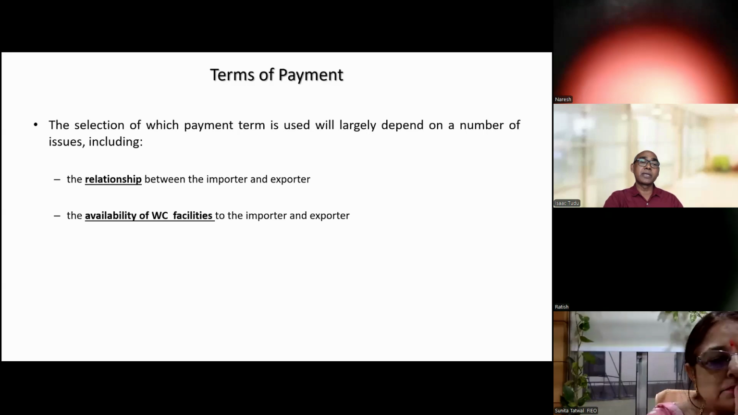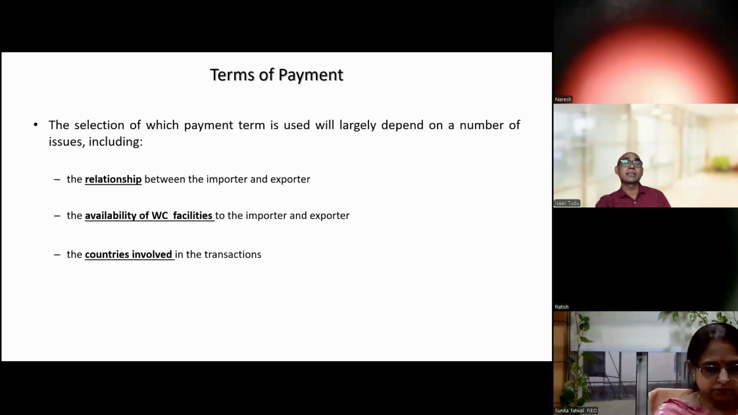Another parameter could be the availability of working capital facilities to the importer and exporter. For example, if you say to the importer, I want to do the export transaction only against the LC, you want an export LC to be given to you as an exporter. But unfortunately, maybe that importer does not enjoy any working capital facility. Maybe the LC limit is not there. So despite willingness, maybe that will not work.